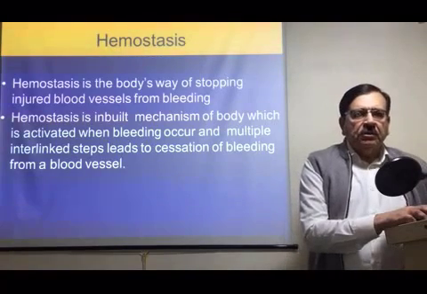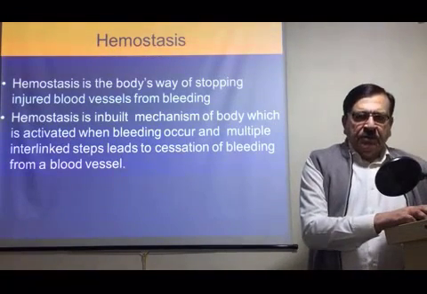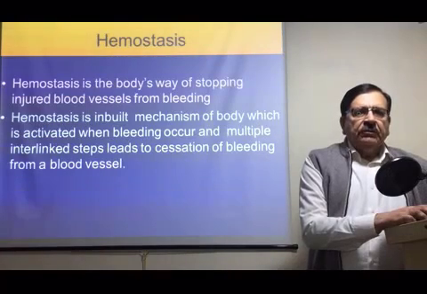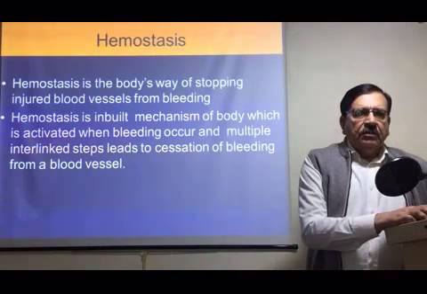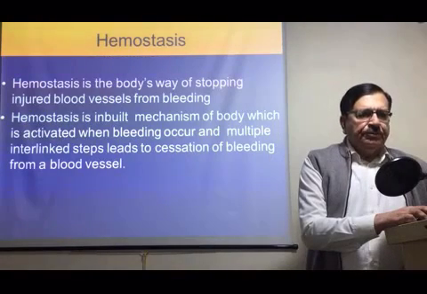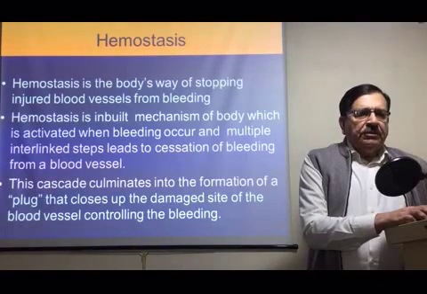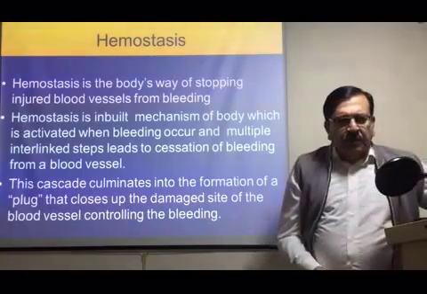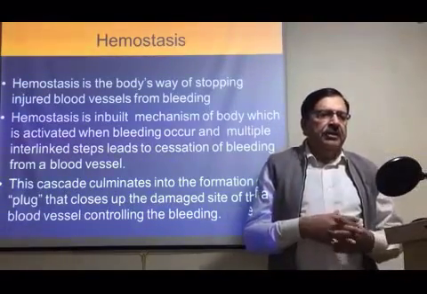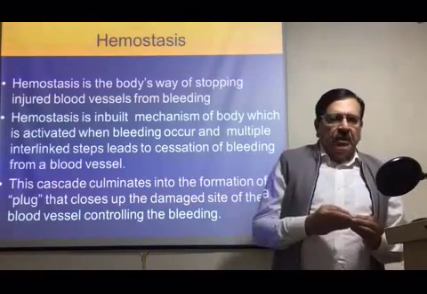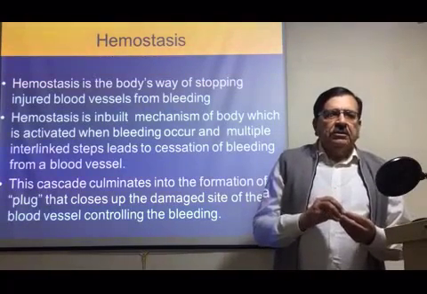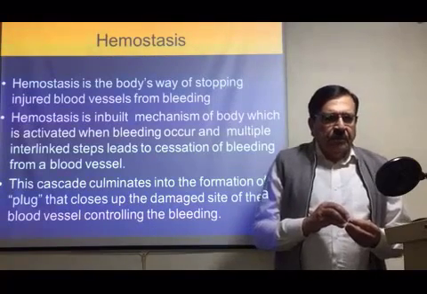This mechanism occurs in sequential steps, not haphazardly, and by these sequential steps the blood vessel is sealed and loss of blood is stopped from the circulatory system. This cascade culminates in the formation of a plug that closes up the damaged site of the blood vessel, controlling the bleeding. So the end result of this mechanism is formation of a plug. There is a plug in the damaged area, and due to the formation of this plug, the bleeding from the vessel is stopped.